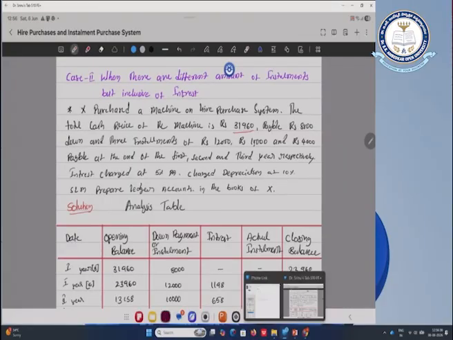Now, case number 2, when there are different amounts of installments, but inclusive of interest. What is the difference between the previous and this one? Previously installments are equal, but here installments are different. You just go through this problem. X purchased a machine on hire purchase system. The total cash price of this machine is 31,960 rupees, and payable rupees 8,000 down payment.